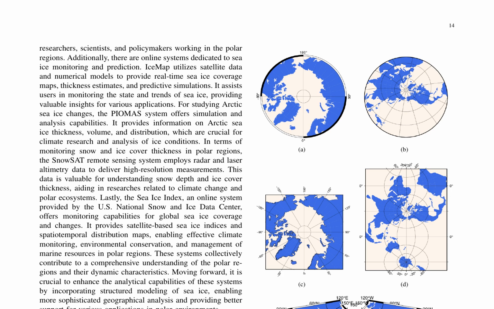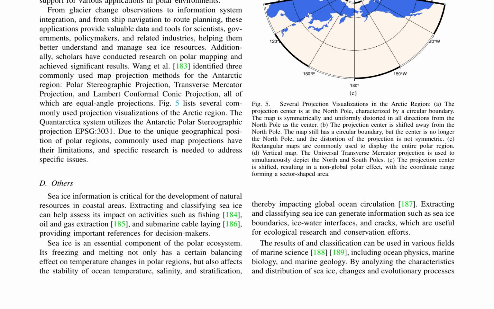In terms of polar mapping, the paper identifies three commonly used map projection methods for the Antarctic region: polar stereographic projection, transverse Mercator projection, and Lambert conformal conic projection. The Quantarctica system utilizes the Antarctic Polar Stereographic Projection, EPSG 3031, highlighting the unique geographical position of polar regions and the necessity for specific research to address these issues.